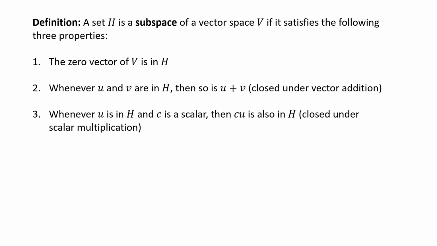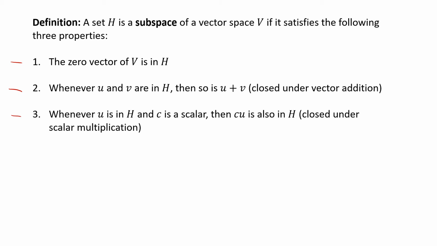If you have a vector space and you have some group inside it that is itself a vector space and has three additional properties. It has the property that the smaller group has the zero vector. It has the property that if you take any two items in that smaller group and add them together, you're still in that smaller group. In other words, it's closed under addition.